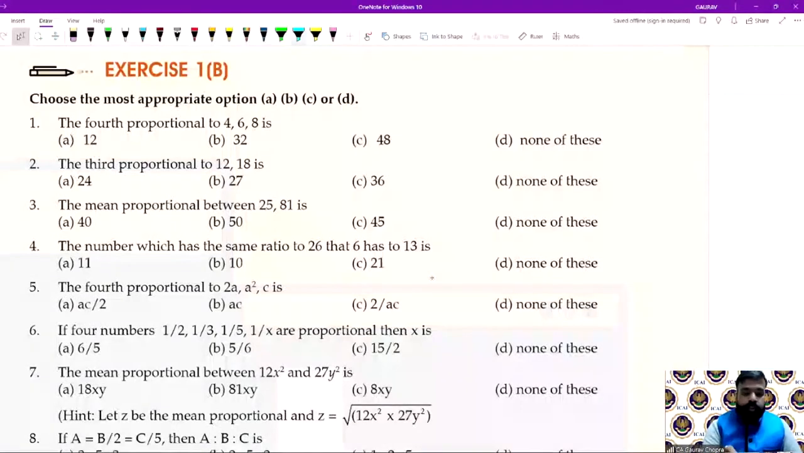Question number 1. It is about the fourth proportional. So this time you have to find out the fourth proportional. That is the fourth value. So take fourth value as X, simplify and get the result.